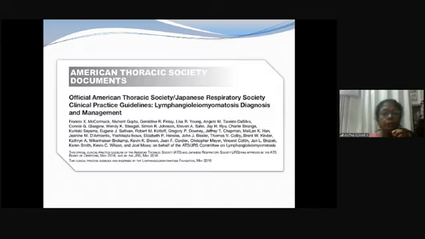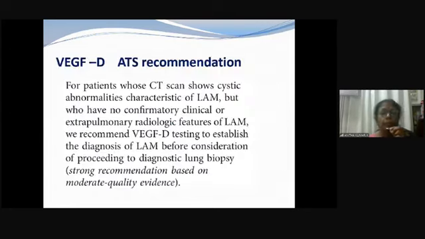Now, the American Thoracic Society has come out with guidelines for the diagnosis and management of LAM in 2016. According to them, when should you do VEGF estimation? For patients whose CT scan shows cystic abnormalities characteristic of LAM, but who have no confirmatory clinical or extrapulmonary radiological features of LAM, ATS recommends VEGF-D testing to establish the diagnosis of LAM before consideration of proceeding to diagnostic lung biopsy. This is a strong recommendation based on moderate quality evidence.